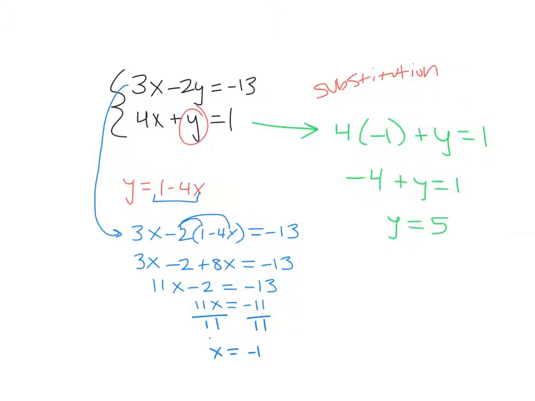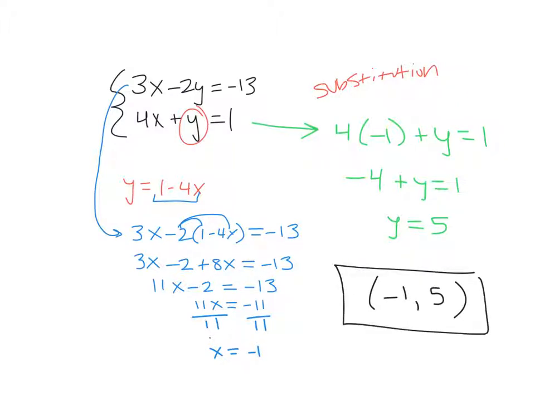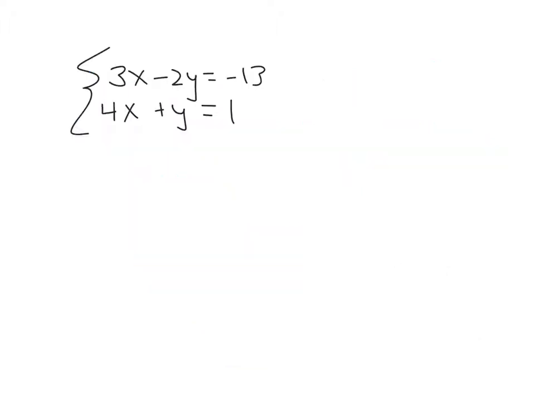Now remember that solving a system of equations is solving for a point of intersection. So my final solution is this negative 1, 5 ordered pair. This is the ordered pair where if we were to graph this equation and this equation, this is the ordered pair where they would intersect. So let's take a look at solving this same system of equations using elimination.